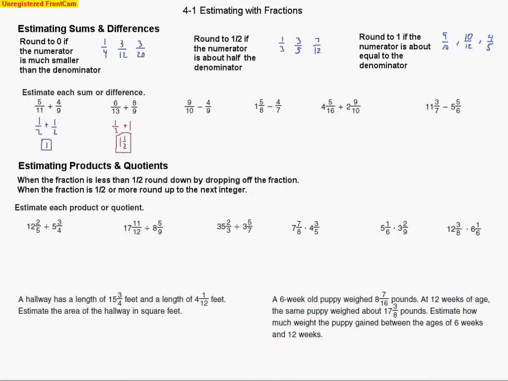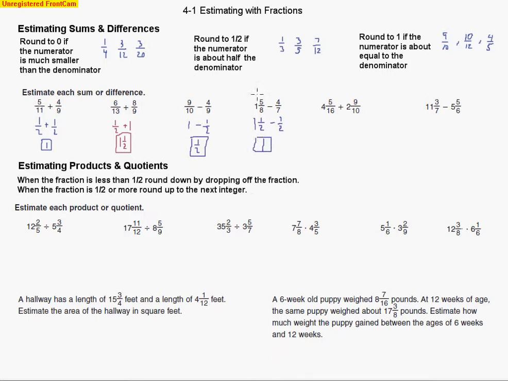Next one, we have 9/10. Well, again, that's pretty close to 1. This time we're subtracting, and 4 is about a half of 9, so I would have 1 minus 1/2, which would leave me with 1/2. Next one, now we have a mixed number, so we're going to have 1 and 1/2, because 5 is about half of 8, so I called that 1/2, and I just brought down the whole number of 1. And then minus, and 4 again is about half of 7, so I call that 1/2. And then when I subtract, the 1/2s are going to cancel, so I'm just left with the number 1.